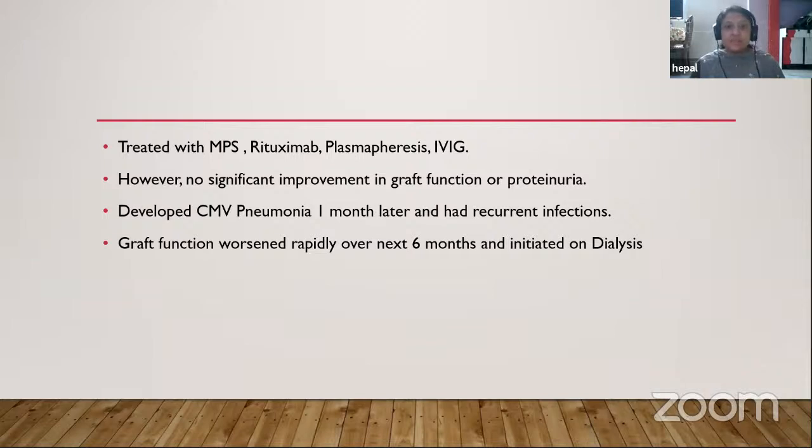So with this case, I would like to highlight some points: chronic antibody-mediated rejection presents with nephrotic range proteinuria and severe hypertension, and shows poor response to the entire course of treatment. Rather, immunosuppressing the individual predisposes him, or makes him fall prey, to many opportunistic infections.